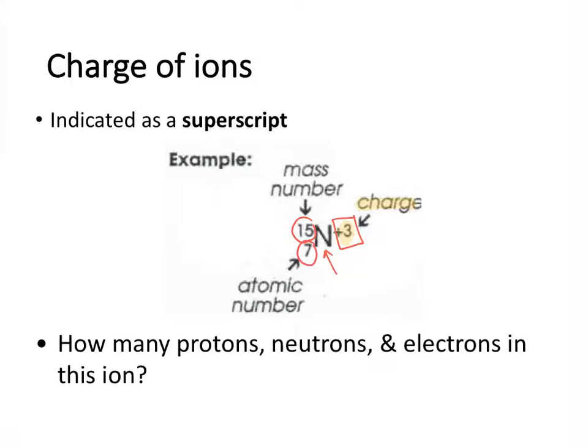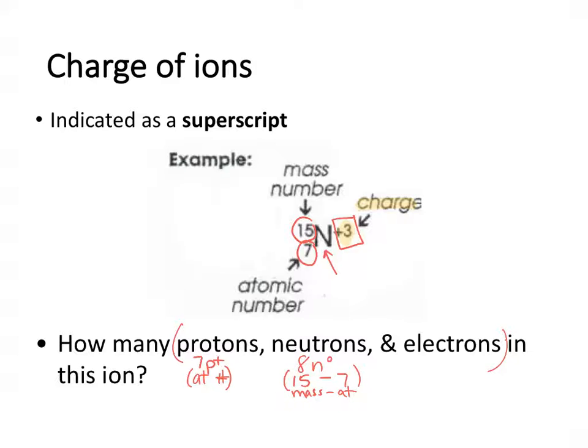So for this particular ion, I can determine the number of protons, neutrons, and electrons that it has. This nitrogen ion, this nitrogen cation, because it's positive, has a total of 7 protons because that's the atomic number. It would have a total of 8 neutrons because that's subtracting the mass number minus the atomic number.